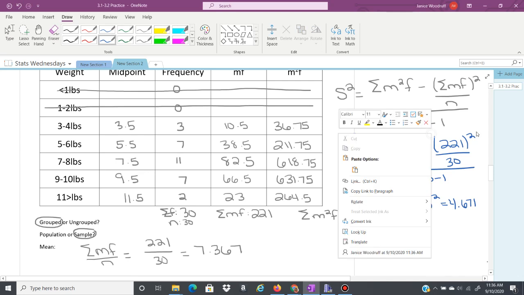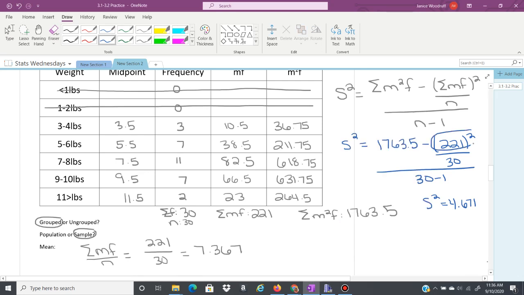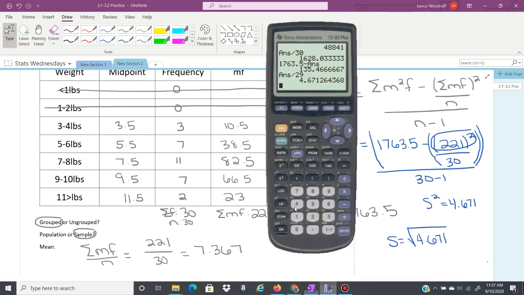Okay, so I did this first, then divided, then my subtraction. And then I divided by 29. Okay, so my variance, 4.671, the standard deviation is going to be the square root of that number. So I'm going to go second square root of my answer, so second answer. I'm going to get 2.161.